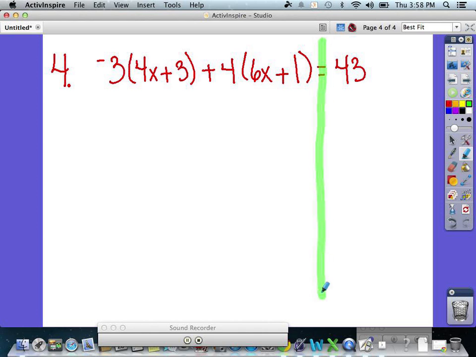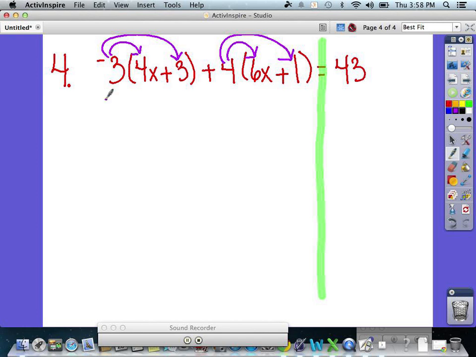If not, you can use a color pencil or anything. Now, I see parentheses, so I automatically know that when I see parentheses, that means that I'm going to have to use distributive property to multiply. The number that's on the outside of my parentheses must be multiplied by everything that's on the inside.